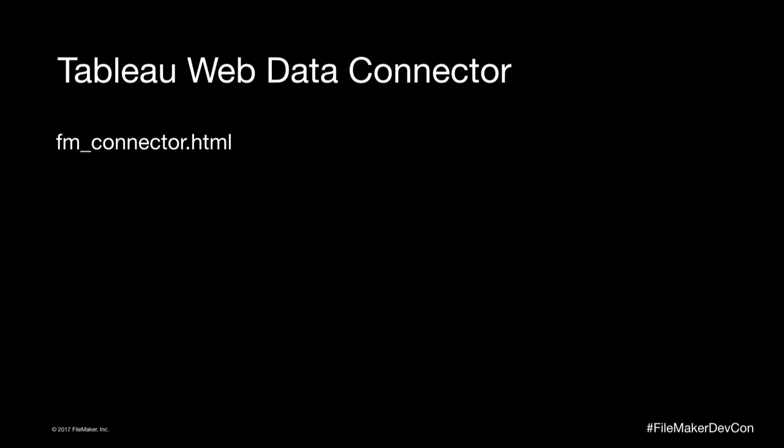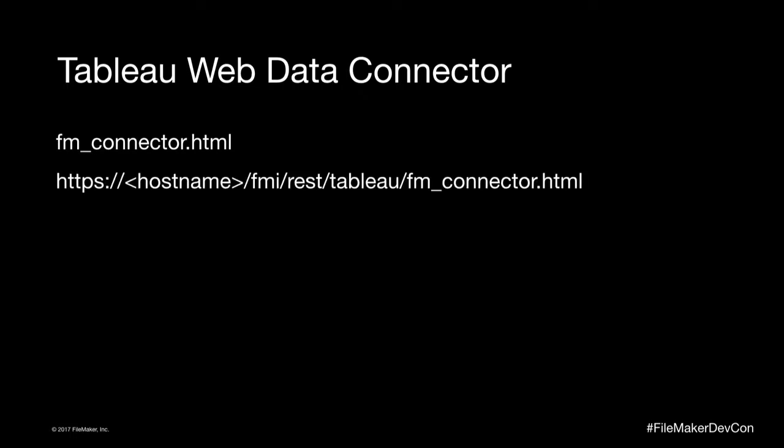There were tons of sessions yesterday about how you can build this little connector file yourself. But as you've probably heard, FileMaker chose Tableau as their example. So FileMaker's done all the hard work for you. FileMaker has this file ready to go, and it's always in the same place. When you install FileMaker Server, you'll find it here. It's normally the name of your host, and then FMI REST Tableau fmconnector.html.